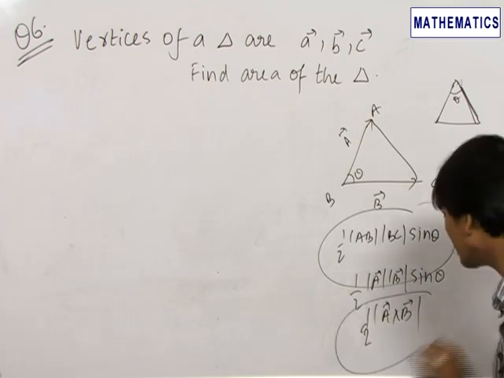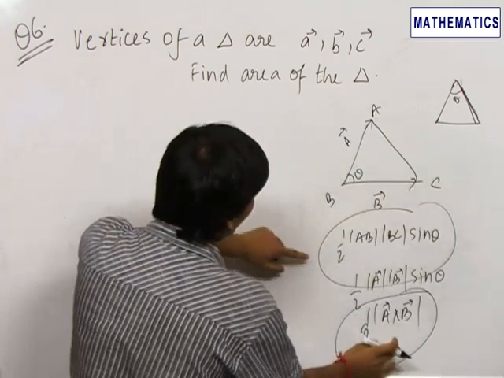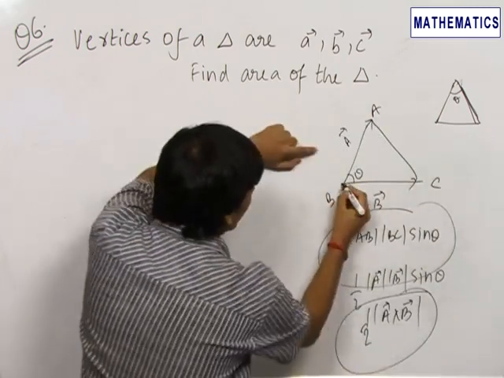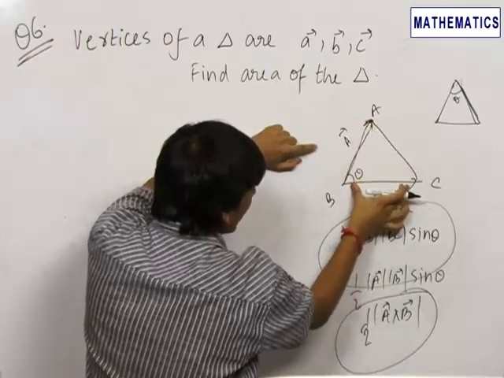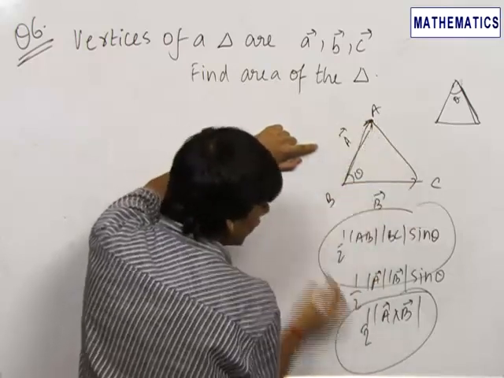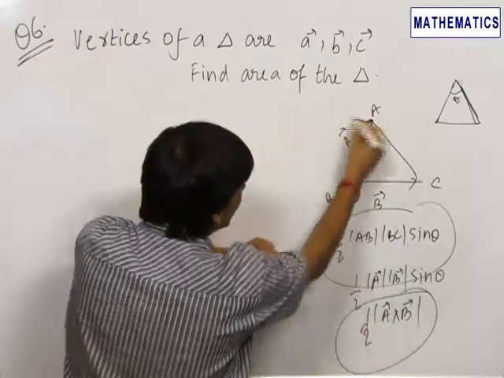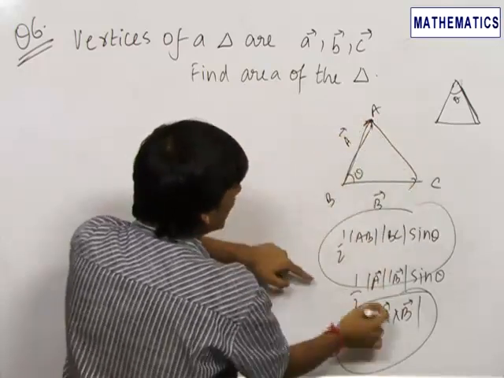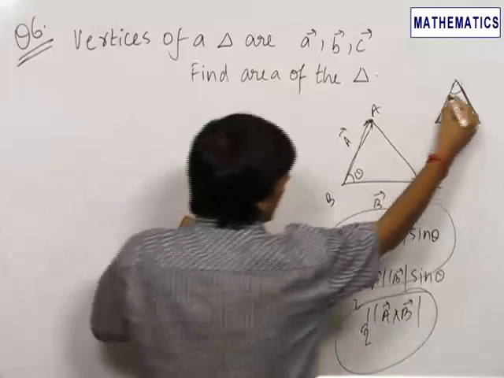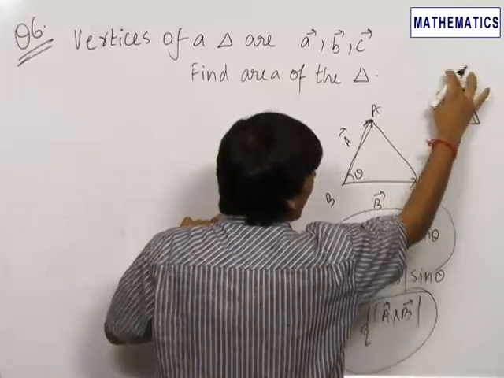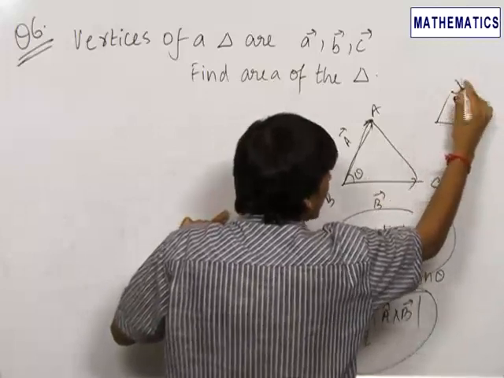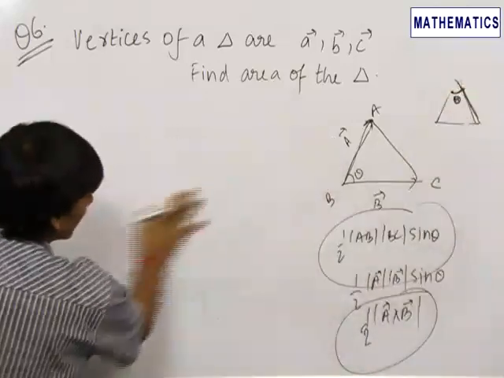Therefore you should remember this formula, that the area of a triangle is equal to half of the cross product of two sides: represent this side by a vector, represent this side by a vector, take their cross product, and multiply by half to get the area of the triangle. You can do it with any two sides. Area of the triangle here is not half this side into theta, it is half of this side into sine of the angle between the two sides.